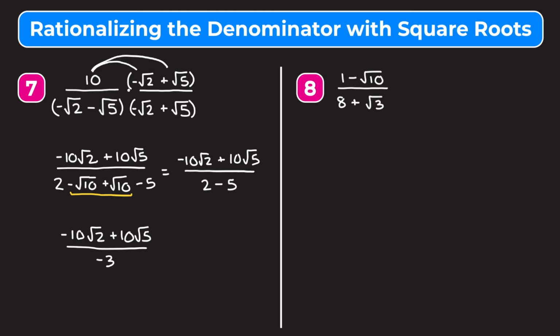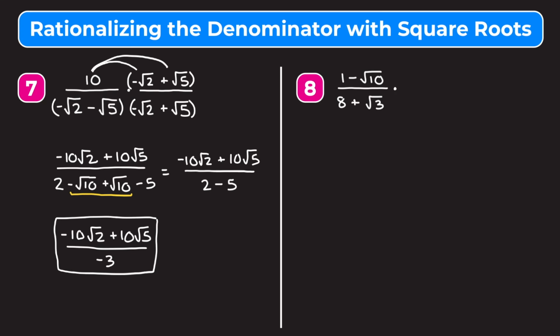I can't factor any common factors out of negative 10 root 2 plus 10 root 5 and negative 3 because 10 and 3 don't have any common factors. So I can't simplify this. So I'm just going to leave this as my final answer. And finally, looking at the last example, we have 1 minus root 10 over 8 plus root 3.